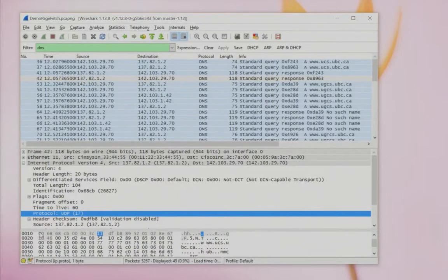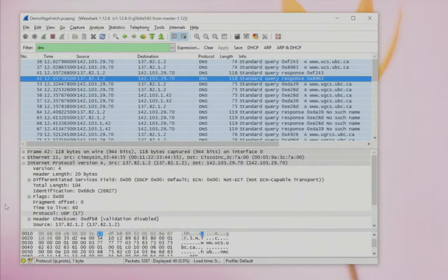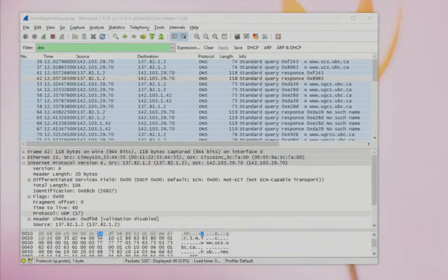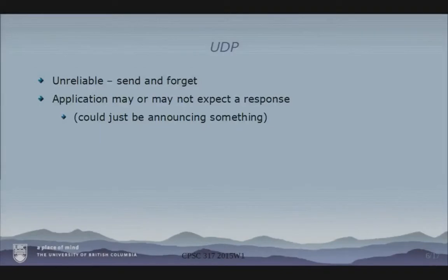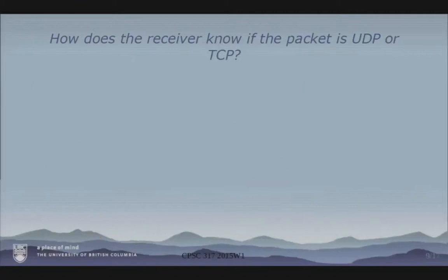Okay. Oops. Not sure why it backed up on me.